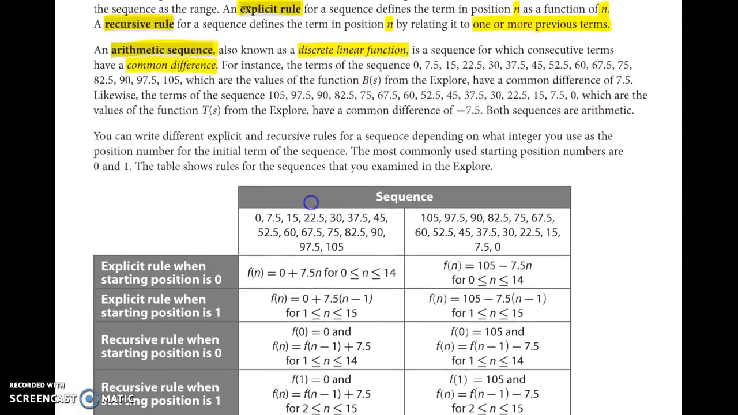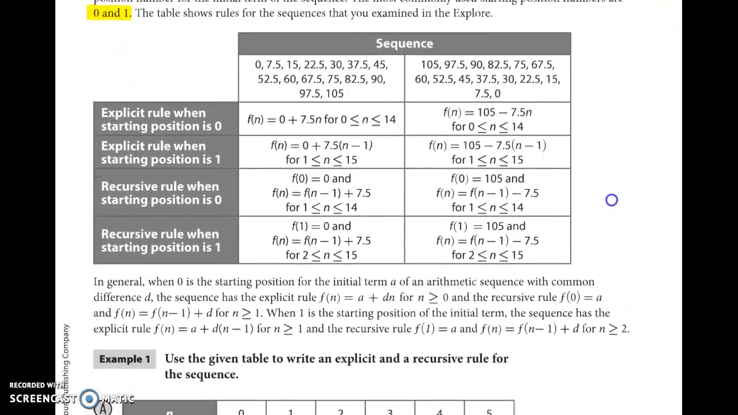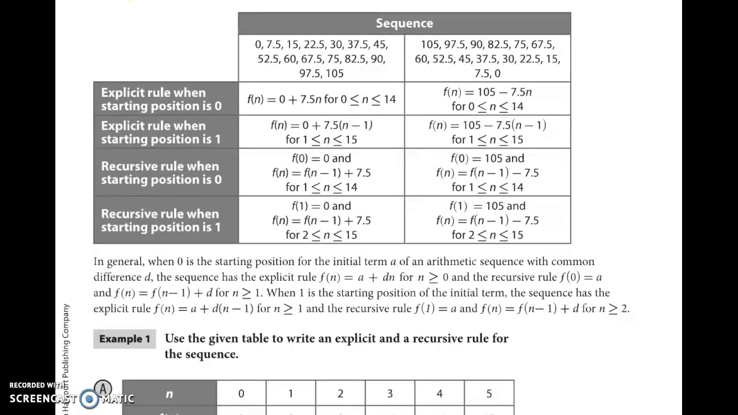If we go down, it says you can write different explicit and recursive rules for a sequence depending on what integer you use as the position number for the initial term of the sequence. Most commonly used as a starting point are the numbers 0 and 1. So usually we start with the 0th term or the first term. The table shows the rule for the sequence explained in the Explore. We didn't go over the Explore in this video, but let's just talk about what this is.